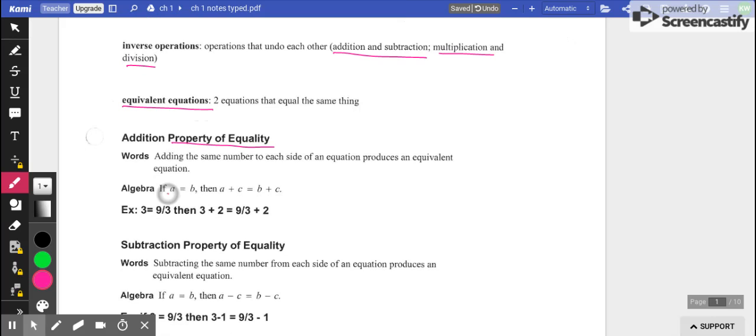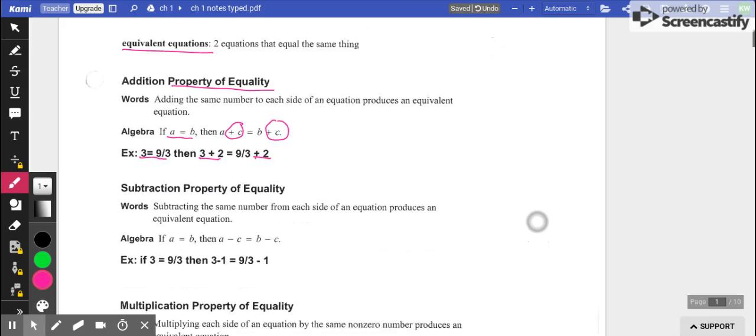So if I have a equal to b, and I want to add something to my a term, like c, I can do that as long as I also add c to the other side. So if I have 3 is equal to 9 over 3, then if I wanted to do 3 plus 2, I would also have to add the 2 to the other side of the equation. Otherwise, they are not going to be equal to each other.